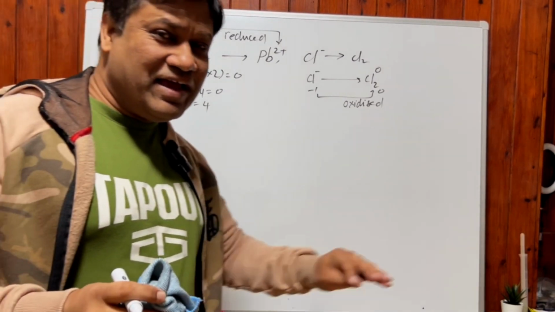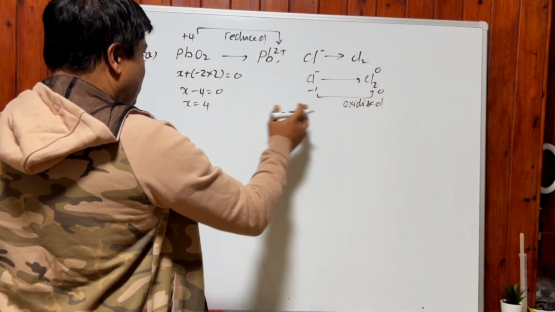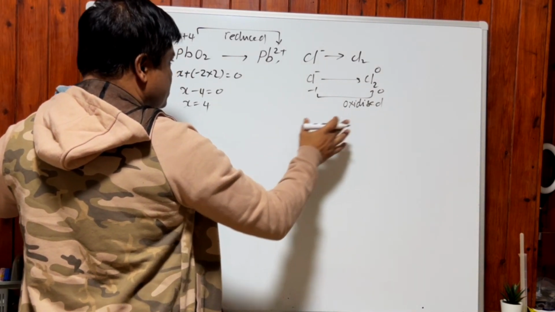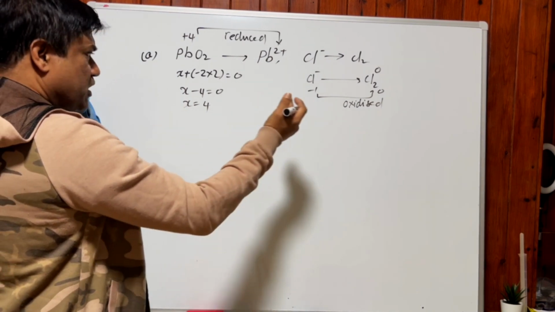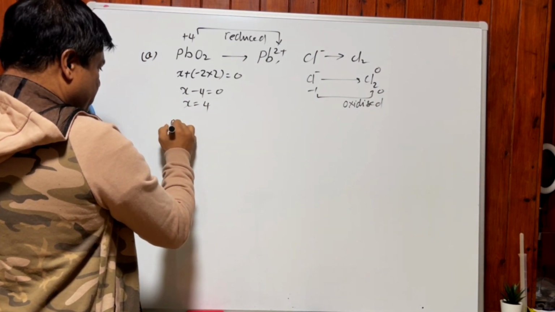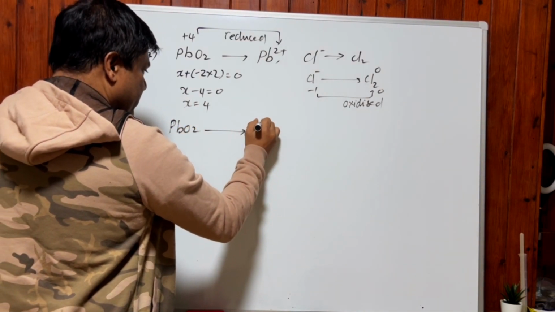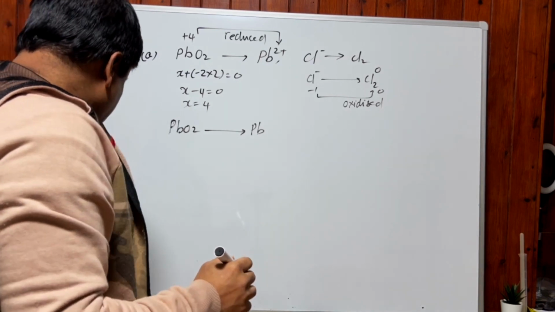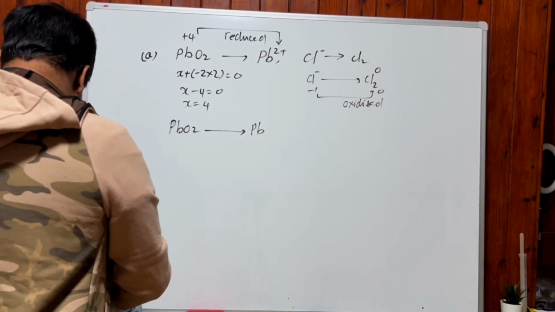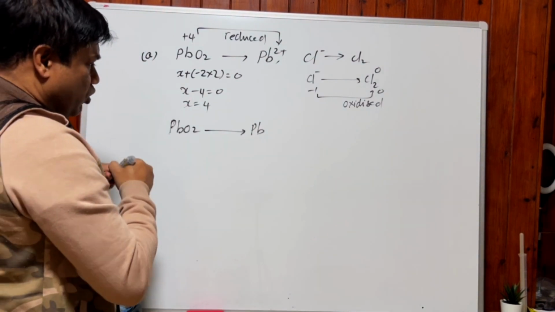So these are two half equations, and I have already discussed the rules to balance the half equation by using the ion electron method. Let's continue. You can do the oxidized part first or the reduced part first, it doesn't matter. So PbO2 becomes Pb. I told you, first balance oxygen. So that's one half. Balance oxygen by using water molecule.